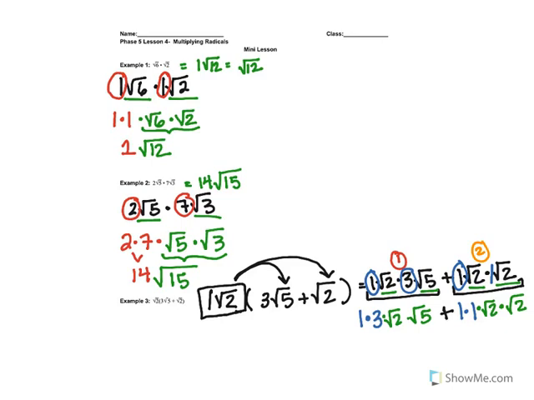So 1 times 3 is going to give me 3. And radical 2 times radical 5 is going to give me the square root of 10. I bring down my plus sign. 1 times 1 gives me 1, and the square root of 2 times the square root of 2 gives me 2, and that's my answer.